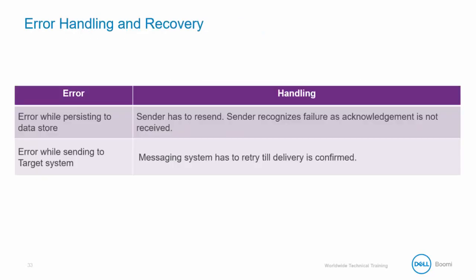There are a couple of errors to consider and some recovery handling procedures. There could be an error of persisting to the data store, in which case the sender has to resend. The sender recognizes failure since acknowledgement is not received. Another error is while sending to the target system. The messaging system has to retry until the delivery is confirmed.